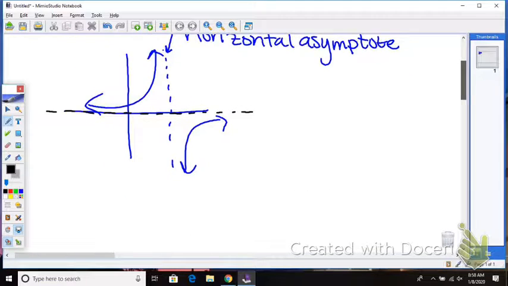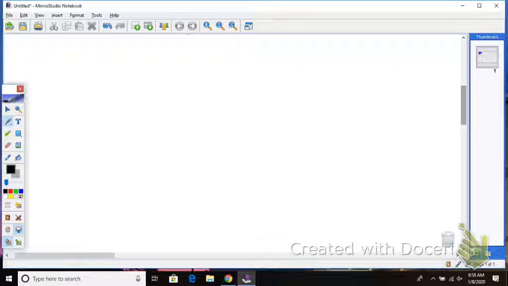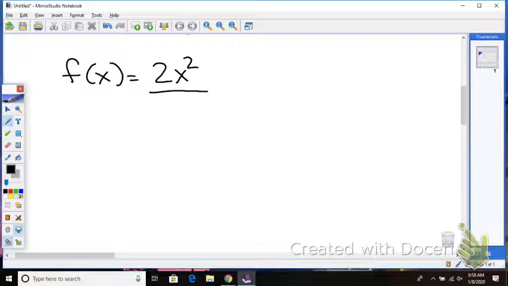When we have a rational function, it's going to look something like this. f of x equals 2x squared over x squared minus 1. The thing that makes a rational function is that it's a fraction. And since we can't get to the asymptote, it's where the graph is undefined. When we have a fraction, what makes the fraction undefined?